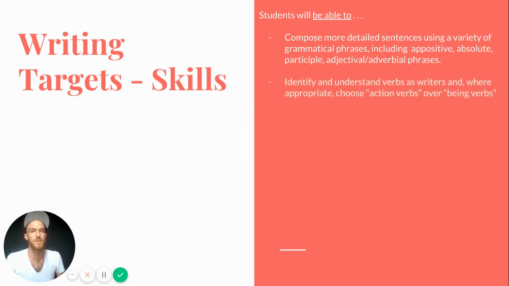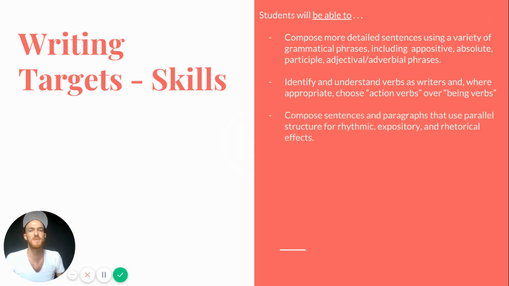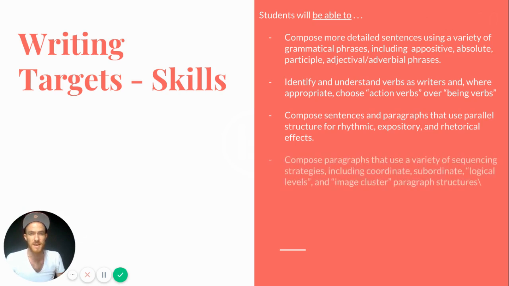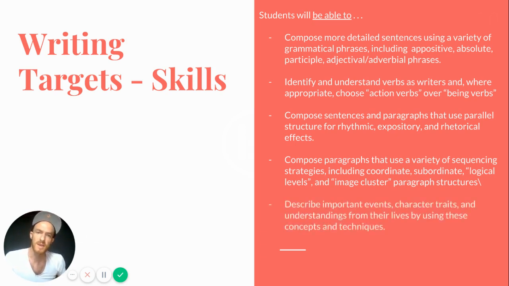Identify and understand verbs as writers, and where appropriate, choose action verbs over being verbs. Again, we'll get into that later. Compose sentences and paragraphs. Use parallel structure for rhythmic, expository, and rhetorical effects. Compose paragraphs. Use a variety of sequencing strategies, including coordinate, subordinate, logical levels, and image cluster paragraph structures. Describe important events, character traits, and understandings from your lives by using these concepts and techniques.